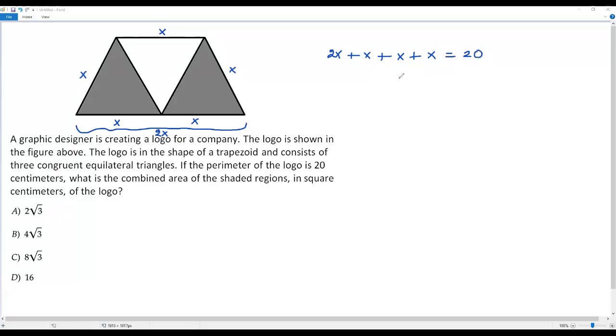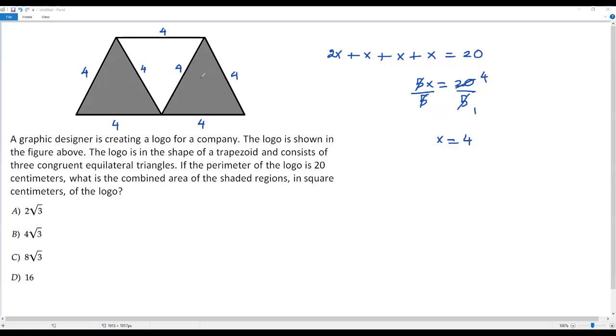Now let's solve for x in this equation. When I combine all the four terms, 2x plus x is 3x, 3x plus x is 4x, and 4x plus x is 5x, equals 20. To solve for x, I divide both sides by 5. The 5 cancels out: 5 goes into 5 one time, and 5 goes into 20 four times. So x equals 4. So x represents the length of each side of the three congruent equilateral triangles in the trapezoid. Now here in this trapezoid we can replace x by 4.